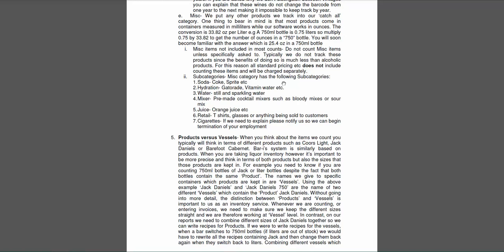The subcategories here include soda, hydration, like Gatorade, vitamin water, water still and sparkling, mixers like I mentioned, sour mixers, juices like orange juice, retail for things like t-shirts, everything, cigarettes if we track those.